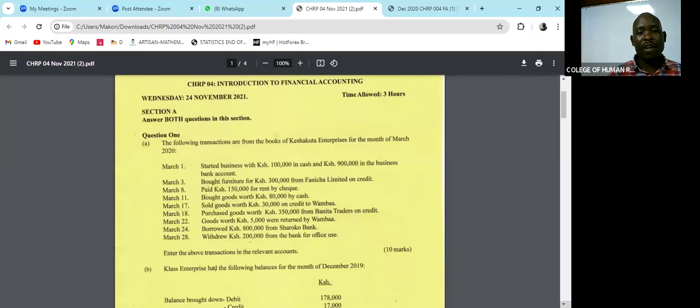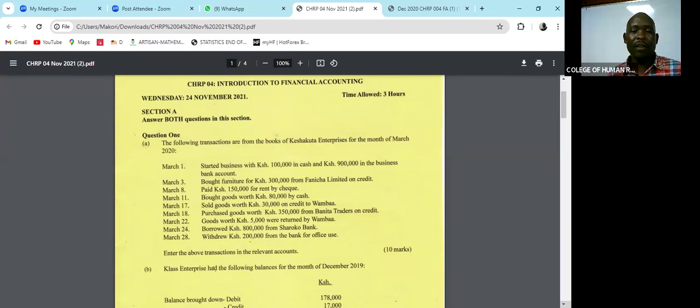So if you buy furniture, you debit furniture. Furniture Limited on the other side will be a liability, you credit. We shall do it on the board, don't worry. Paid 150,000 for rent. We have always said that anytime an expense is paid, you debit that expense. So here we shall debit rent and credit what? Bank, because we paid by check.